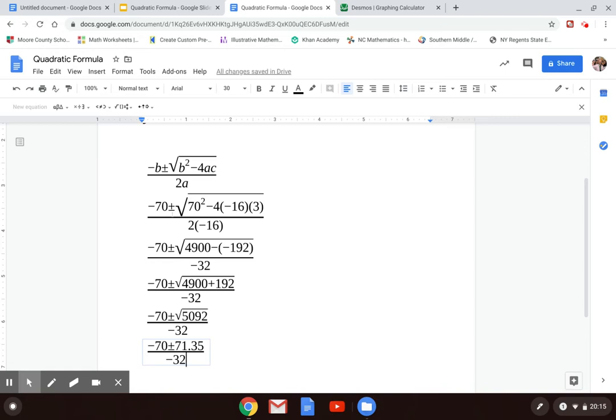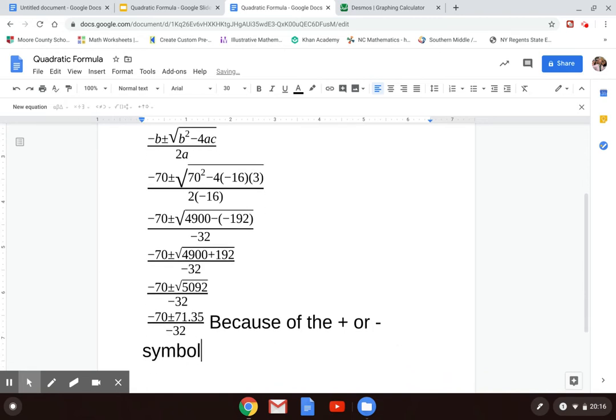Okay, so now, when you get to this point in your quadratic formula, I have a negative 70 plus or minus 71.35. So what I have now is two equations, because of the plus or minus symbol, I have two equations to solve.